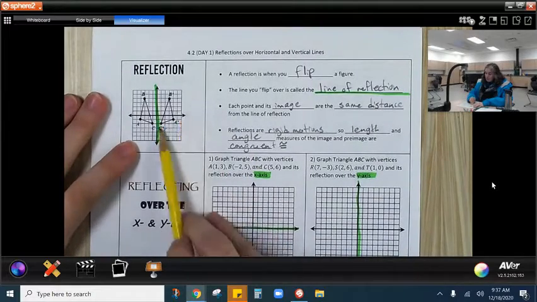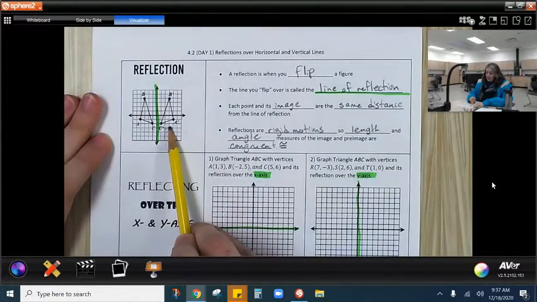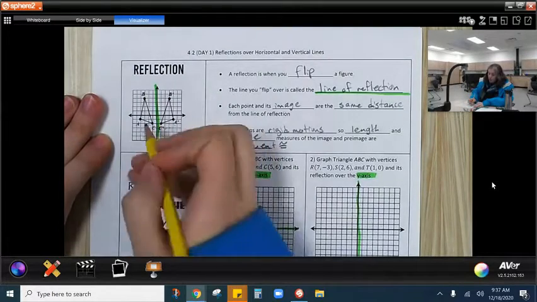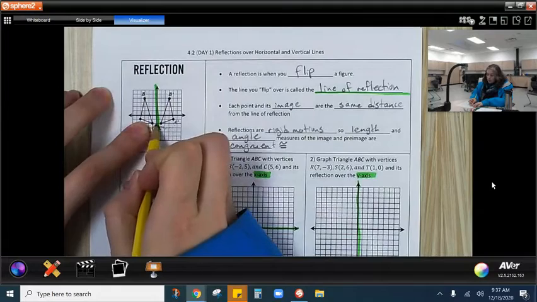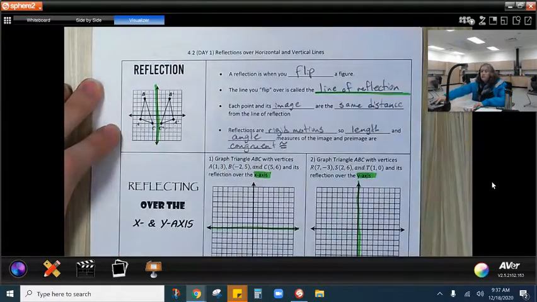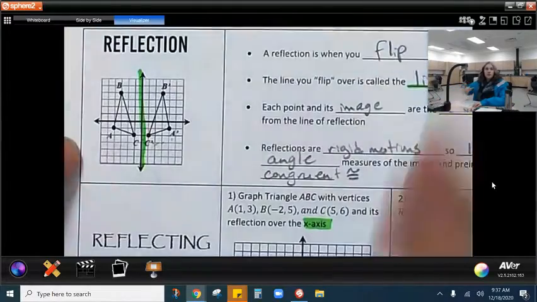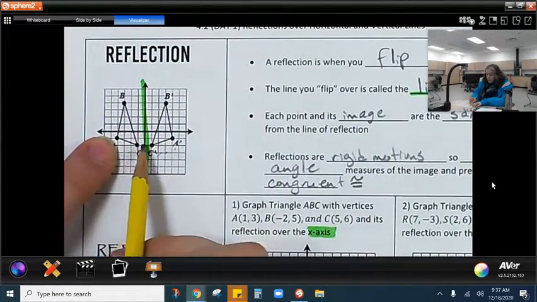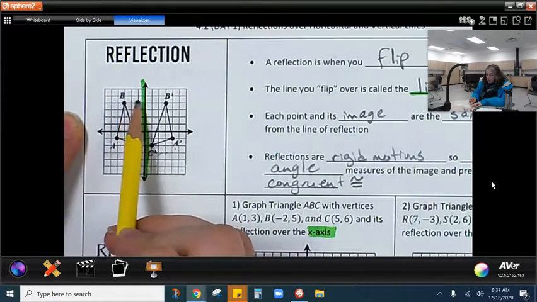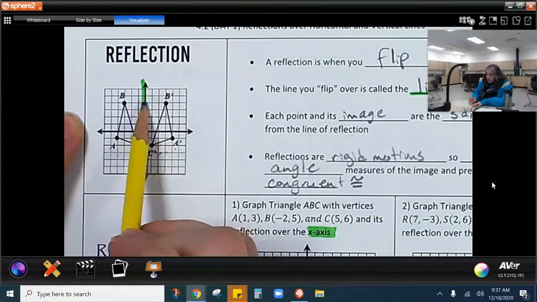Each point in the image is the same distance from the line of reflection. All right. So you can see here that C is 1 block away from our line of reflection, and C prime is 1 block away as well. Let me zoom in a little bit so you can see better. C is 1 block away. C prime is 1 block away. B is 3 blocks from the line of reflection. B prime is 3 blocks.